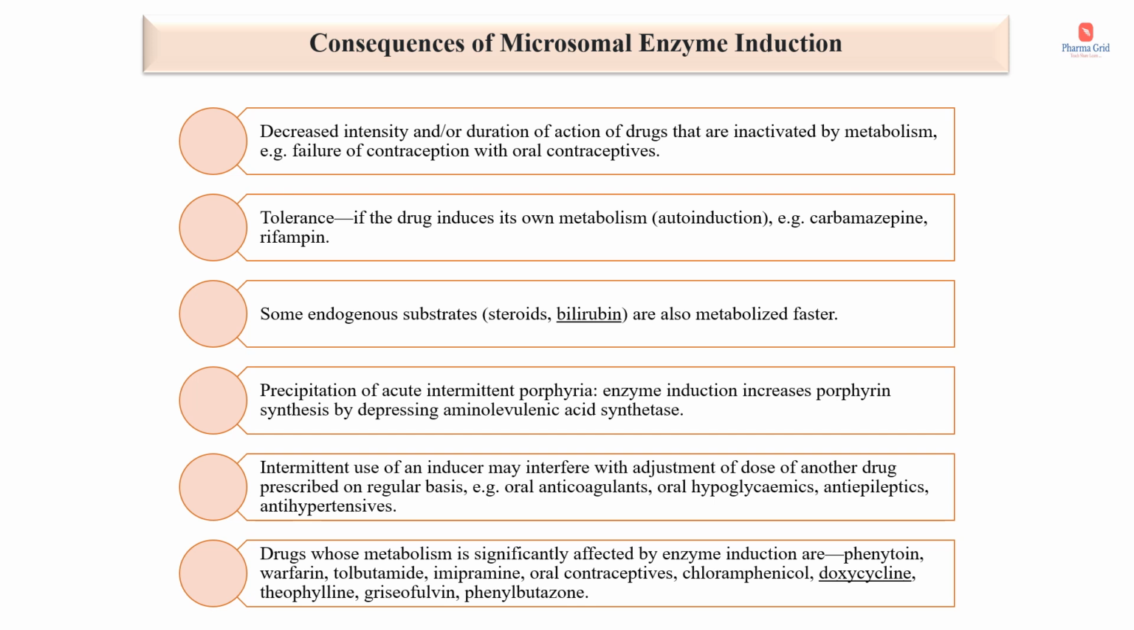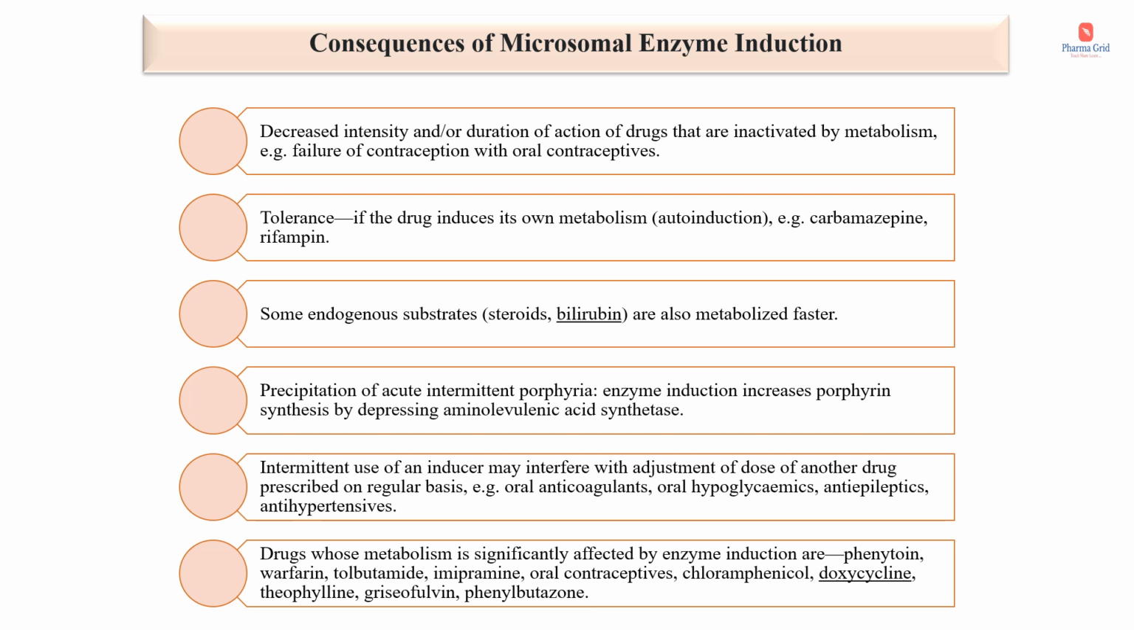Next point is tolerance. Tolerance occurs if the drug induces its own metabolism. Okay, so this condition is known as auto-induction. So tolerance can occur to drugs that have auto-induction potential, for example carbamazepine and rifampin. Next point is that some endogenous substrates such as steroids and bilirubin are also metabolized faster. Then precipitation of acute intermittent porphyria. So enzyme induction increases porphyrin synthesis by depressing aminolevulinic acid synthetase.